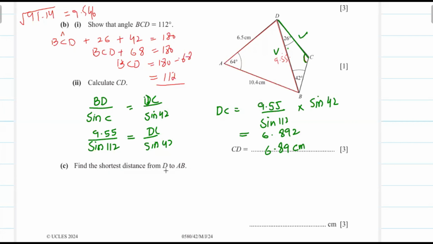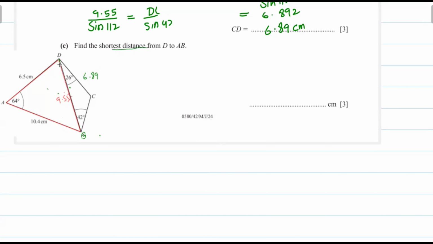Next part C, find the shortest distance from D to AB. The shortest distance from D to AB is the perpendicular distance from D to AB. This is the perpendicular distance, and we have to calculate it, and we name it as height h. And look here, this is a right angle triangle because this is the perpendicular on AB. And in this right angle triangle, this side is opposite and this side is hypotenuse.